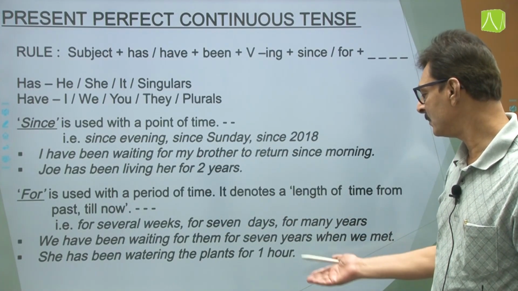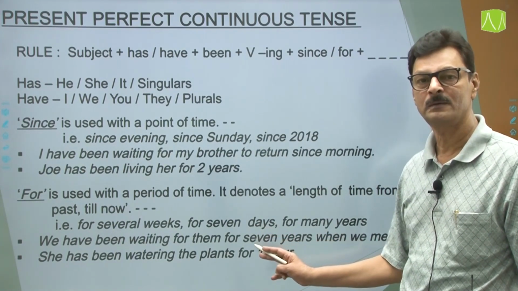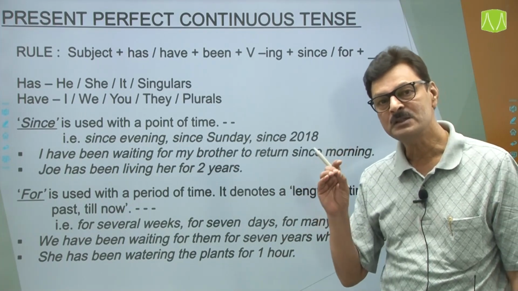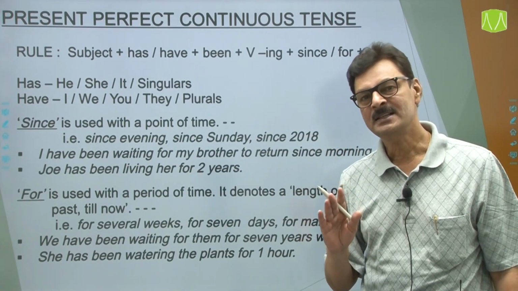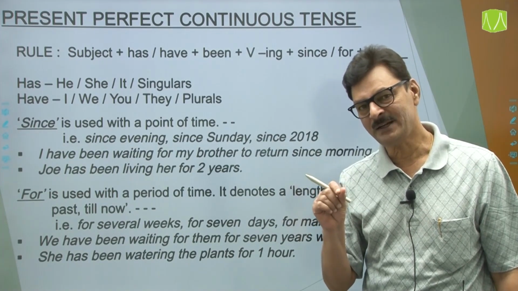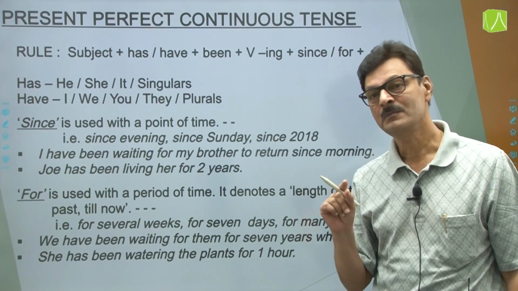She has been watering the plants for 1 hour, not since, it will be for. So I hope this difference between since and for is very clear. Since हम use करते हैं for the point of time and for we use for the period of time.